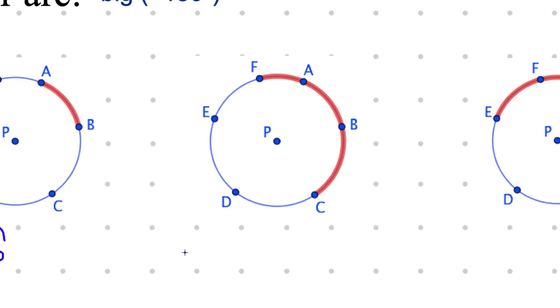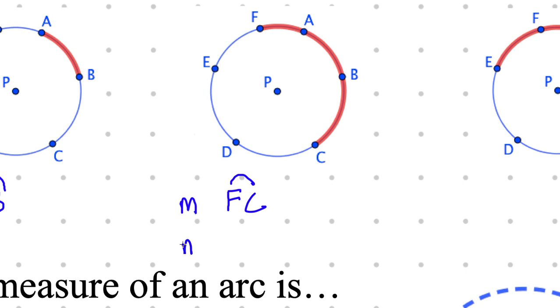Let's talk about this one. How do I describe this one? This is going to be the measure of what arc? Anyone want to try this one, Gunnar? FC, yeah. So if it's a minor arc, that works, FC. That is one of many ways that you can actually describe this one. You can use multiple letters. You definitely need to have F and C, but you can also have any letter in between F and C that is on the arc.